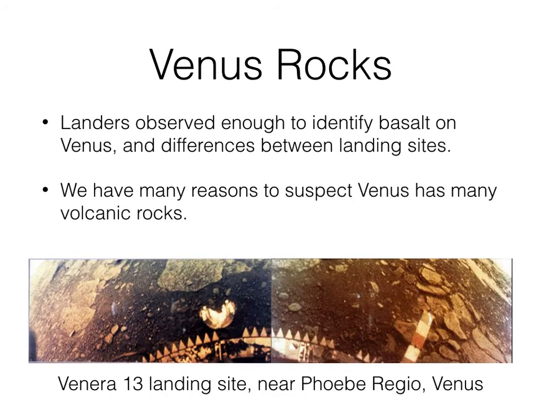So Venus is a little harder. We've had a few landers, but they never last very long because Venus has terrible surface conditions. Now, they have lasted long enough to identify that there's lots of basalt on Venus, and that there's some difference in rock composition from the various places that we've landed landers. And we have other reasons to suspect Venus has lots of volcanic rocks.